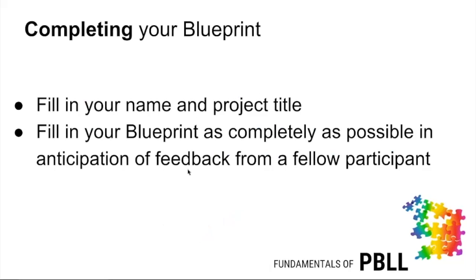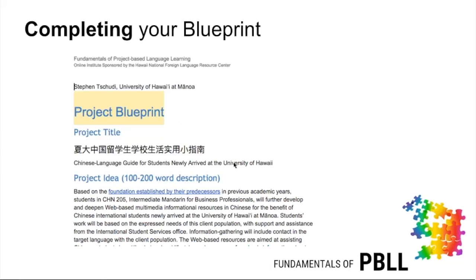Now, completing your blueprint, you're going to want to fill in your name and your project title. You can always change it later. Then you're going to fill in your blueprint as completely as possible in anticipation of getting feedback from 2 fellow participants. Each of you can expect to receive feedback on your blueprint from 2 of your fellow participants, because each of you is going to give feedback to 2 fellow participants. All right, so completing your blueprint, basically you're just typing in the document wherever it says type here.